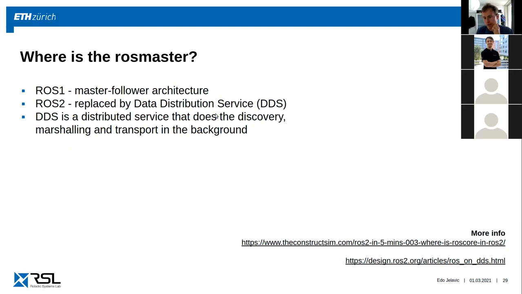So this shows you that ROS2 has really been designed with the multi-master or multi-robot use case in mind, whereas in ROS1, you would always have this master-follower architecture, which means, sure, the nodes were communicating to each other peer-to-peer. However, in the background, you would need to have one central piece which was keeping track of all of this communication. This is no longer the case in ROS2, and you don't need to have the ROS master running.